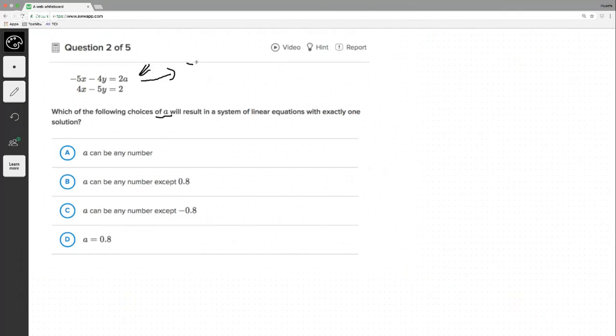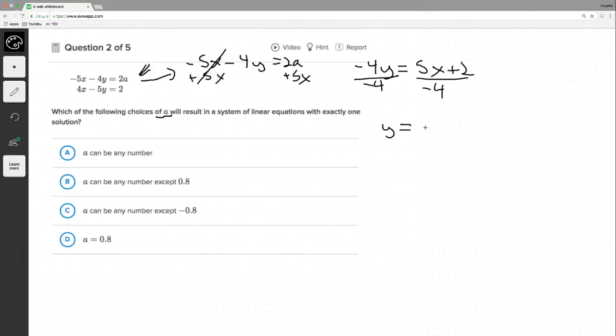So let's start up here. We've got negative 5x, because I always want to get it into y equals mx plus b. We're going to add 5x to both sides. This goes away. We get negative 4y equals 5x plus 2a. Divide everything by negative 4. y equals negative 5/4 x minus 1/2 a. So here's our slope for the first equation. It's negative 5/4. Now let's look at the second one.